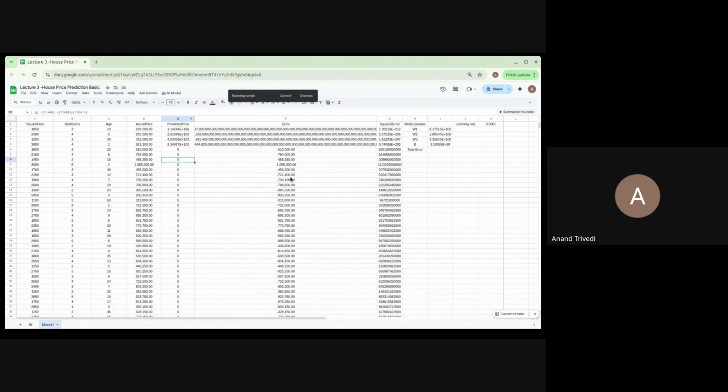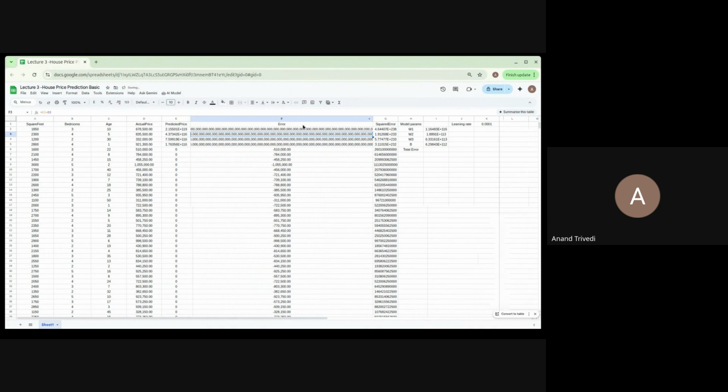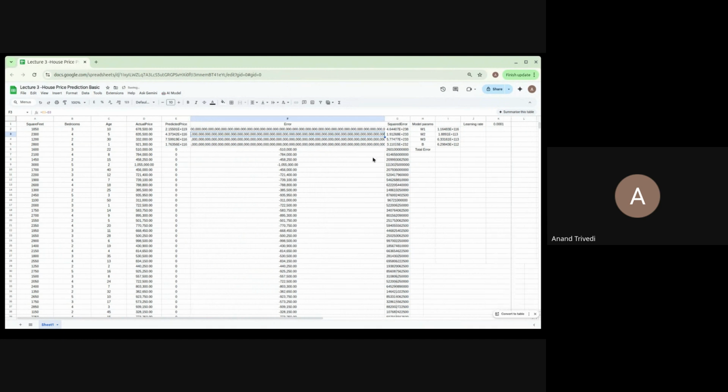Reset weights. Oh, it is not just stopping. Okay, I guess I have some bug in the script. I will fix it and I'll provide it to you basically. So the whole idea being reset weights to 0. Yeah, the weights are reset to 0.